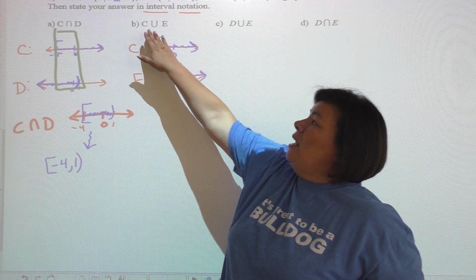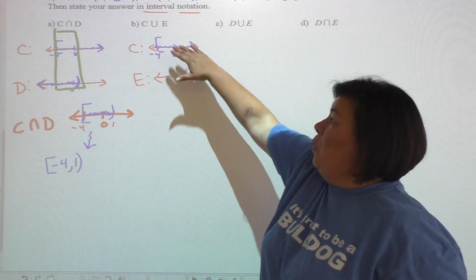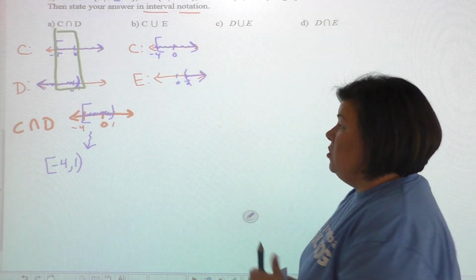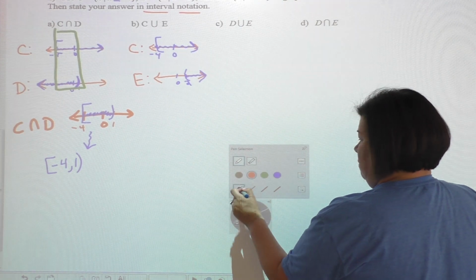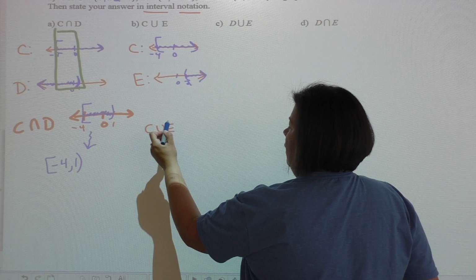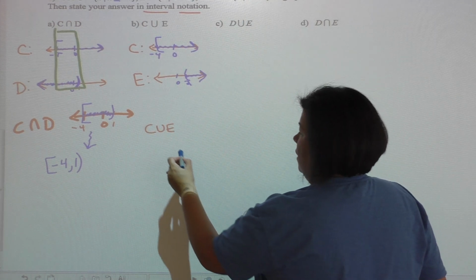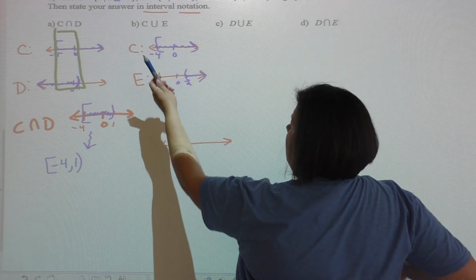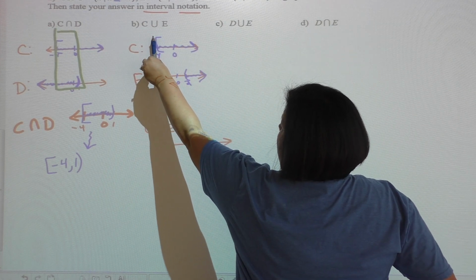So because I'm uniting both of these graphs, I want all of it. So the solution then to set C united with set E, I know it looks like the word Q, is basically going to be, let's see, set C starts at -4.